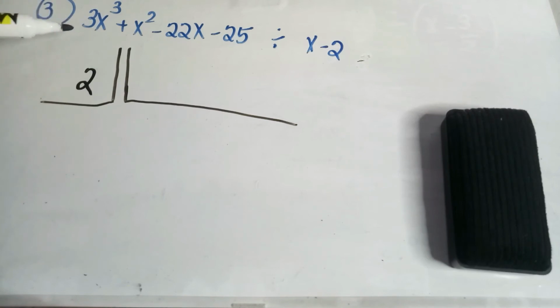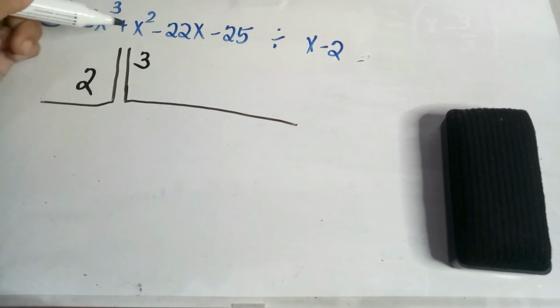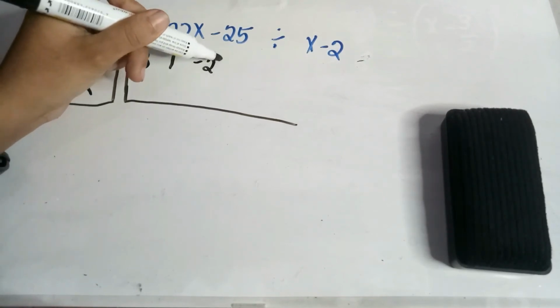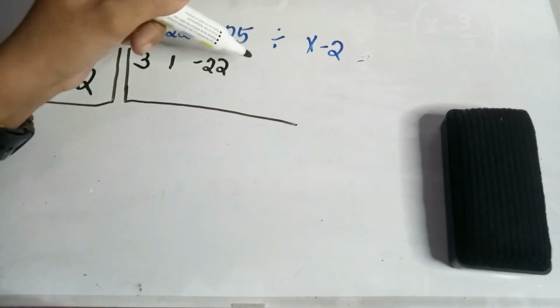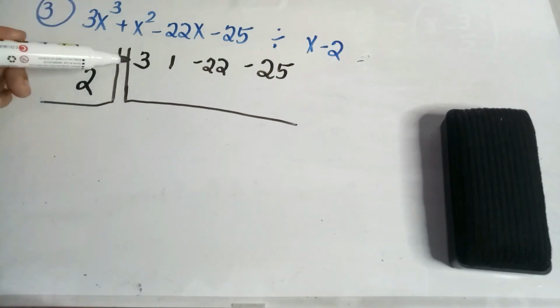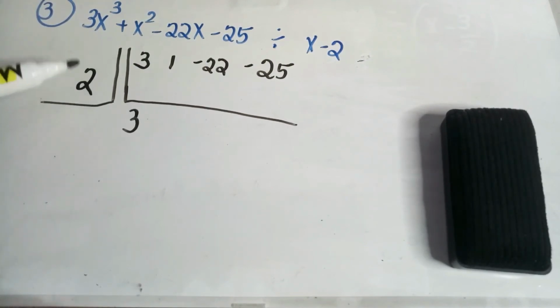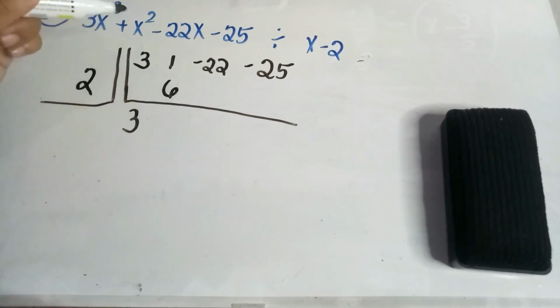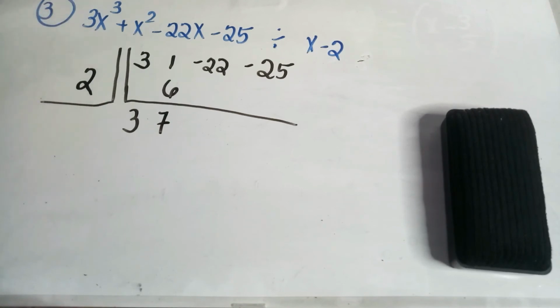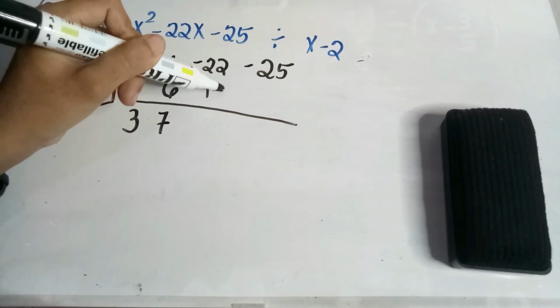Next, get the numerical coefficient of each term. So we have 3, 1, negative 22, negative 25, then bring down 3. So 3 times 2 is equal to 6. Then add. So we have 7. Then 7 times 2 is equal to 14.